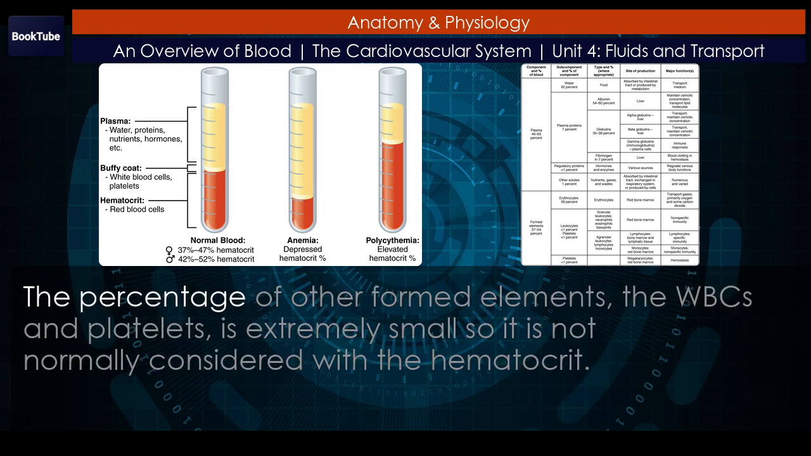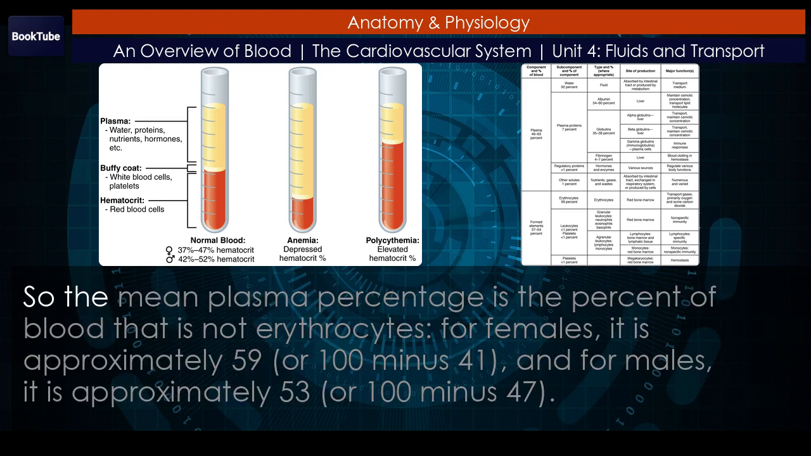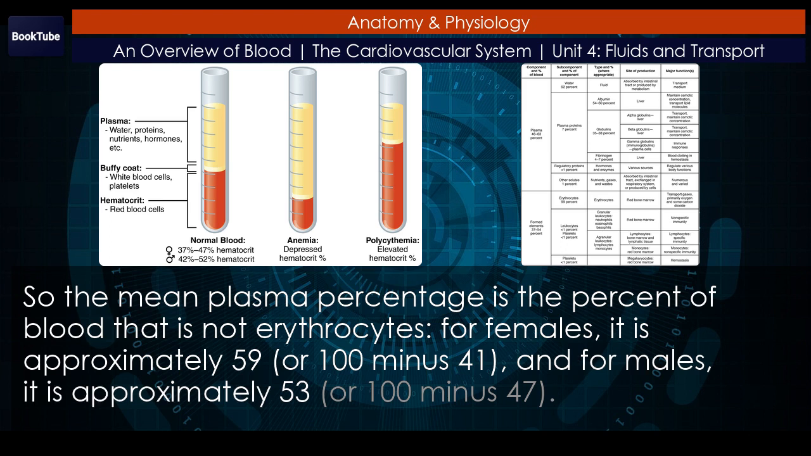The percentage of other formed elements, the WBCs and platelets, is extremely small, so it is not normally considered with the hematocrit. So the mean plasma percentage is the percent of blood that is not erythrocytes. For females, it is approximately 59, or 100-41, and for males, it is approximately 53, or 100-47.